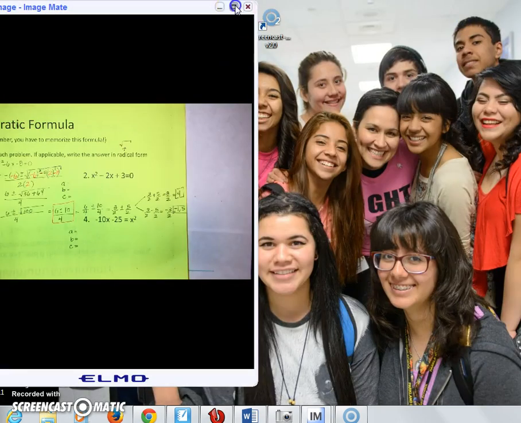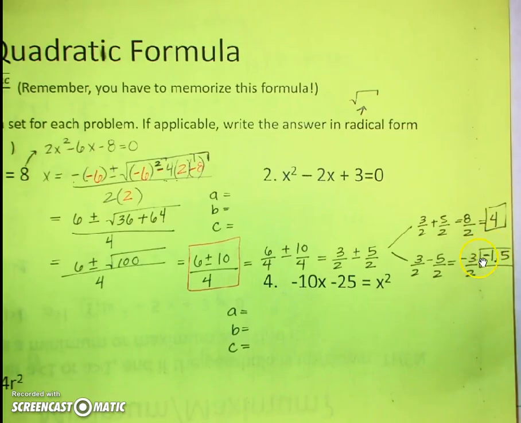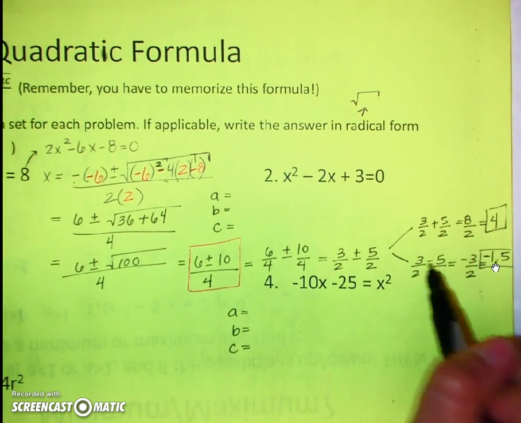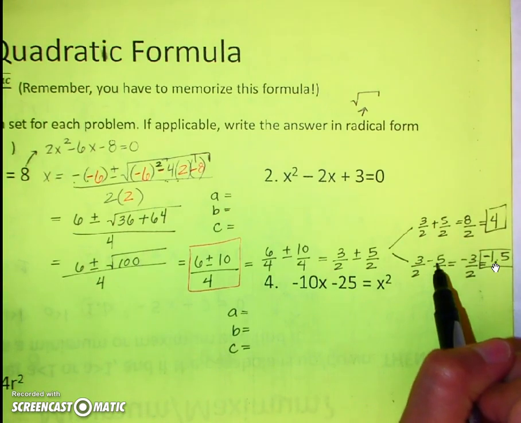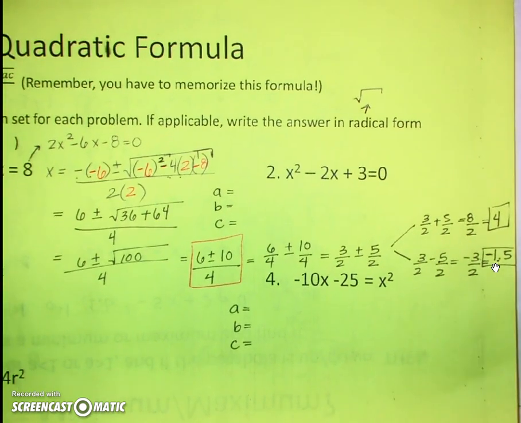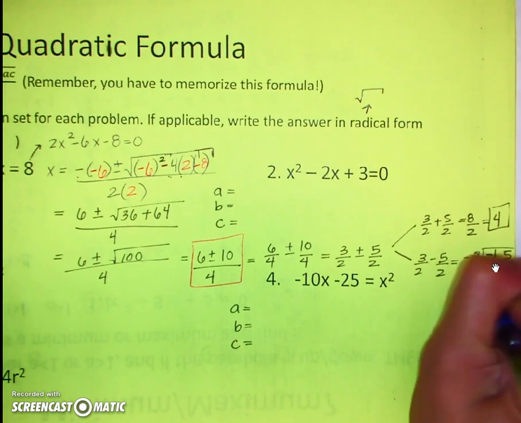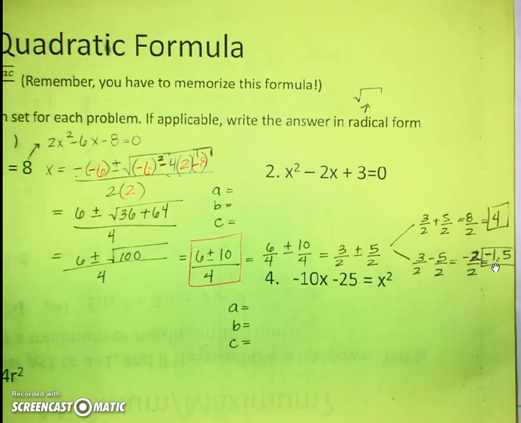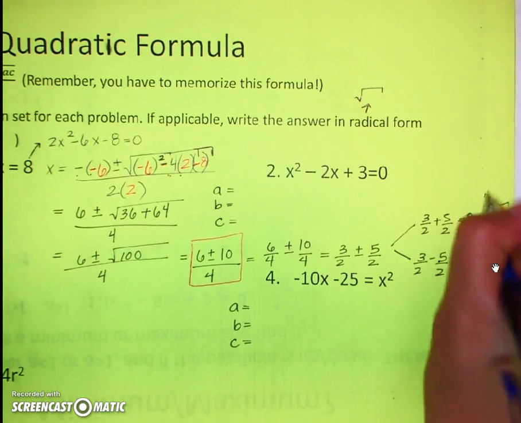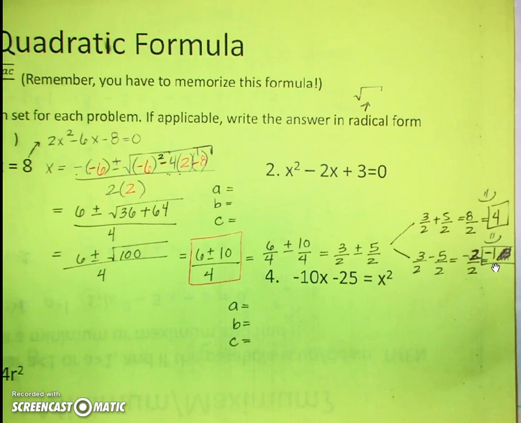I for sure got the 4 right, but I didn't get the negative 1. So I need to go back and check my work. What is 3 minus 5, class? That's right. Negative 2, not negative 3. Okay, so what is negative 2 divided by a positive 2? Just negative 1. Now I'm happy with my solutions.